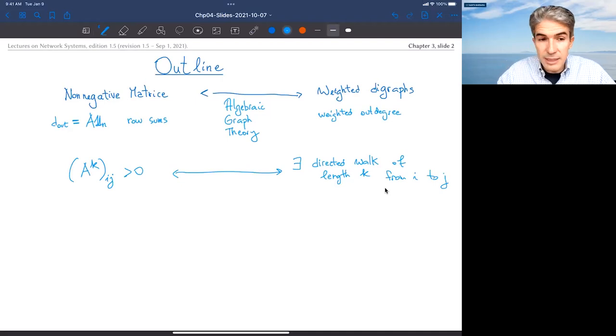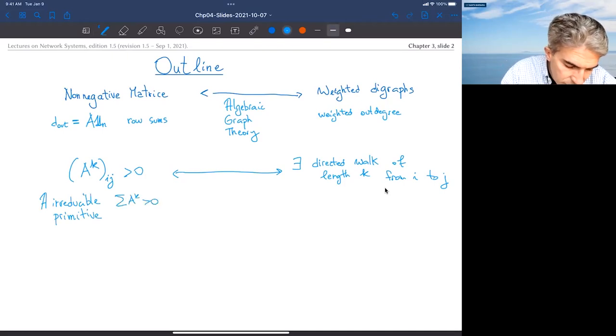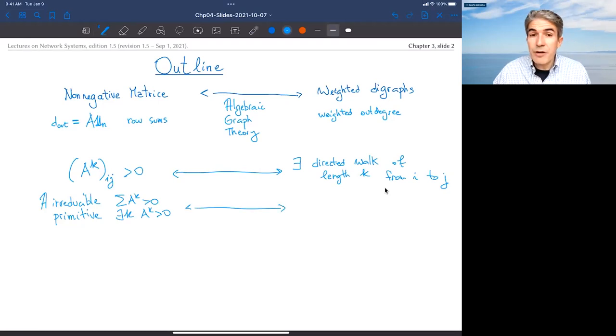We're going to see this little result. It's a little result, but it's the result that enables many of the results that follow. And it enables an understanding of the following important concepts. So in chapter 2, we said that A is irreducible, right? Or we said primitive, depending upon whether the sum of A to the k is positive or there exists a k such that A to the k is positive. And these concepts are mapped very nicely in properties of the graph.